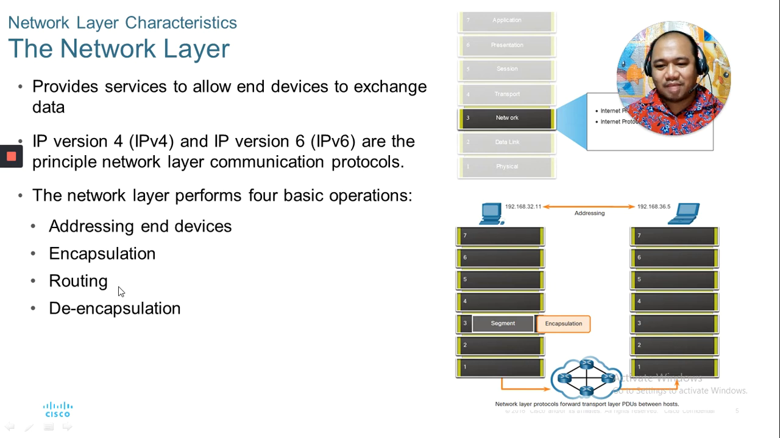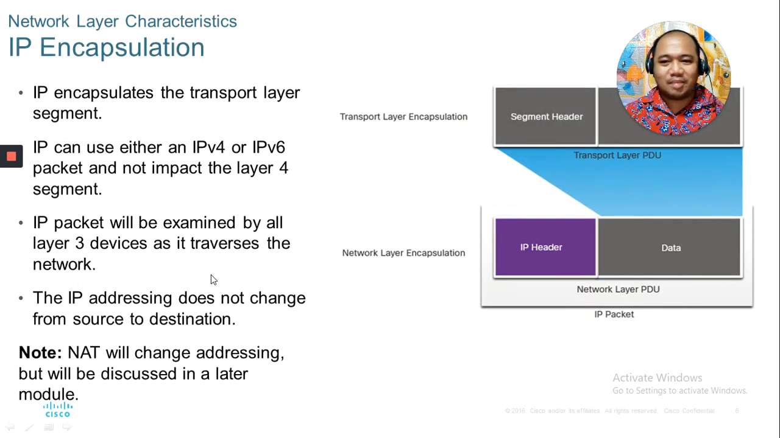In the encapsulation process, if an intermediary device, for example, receives that packet, it will look for the destination and pass it on to the next hop router of that source router.